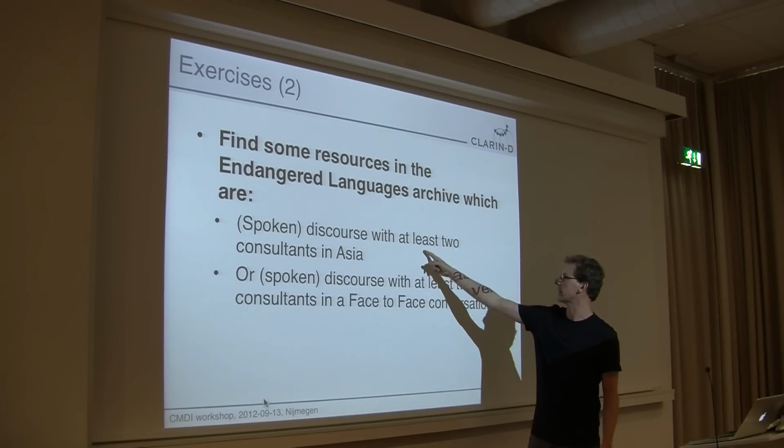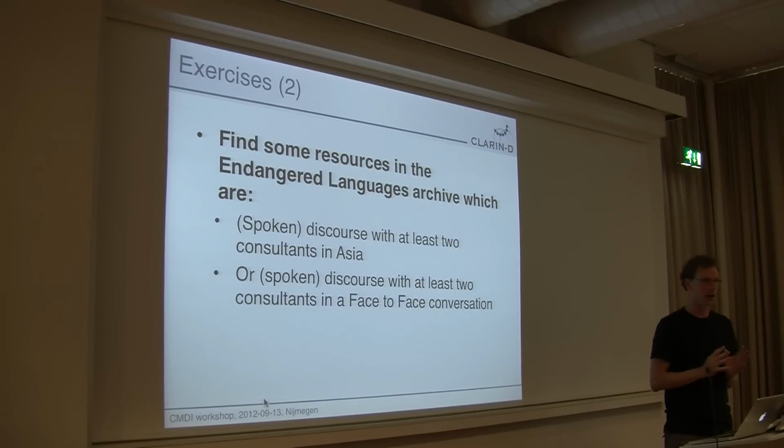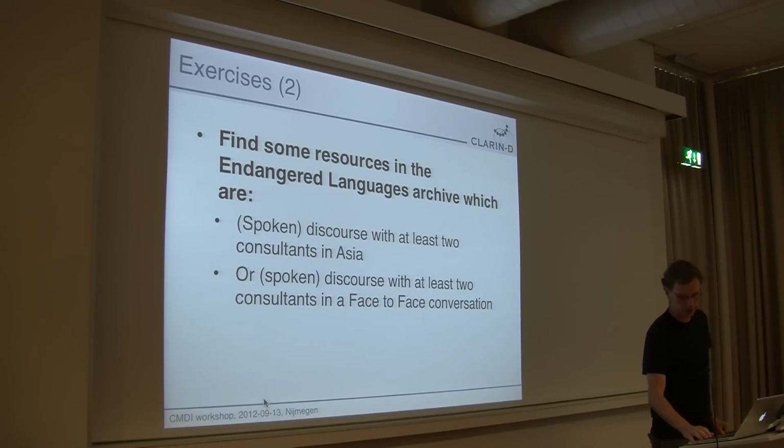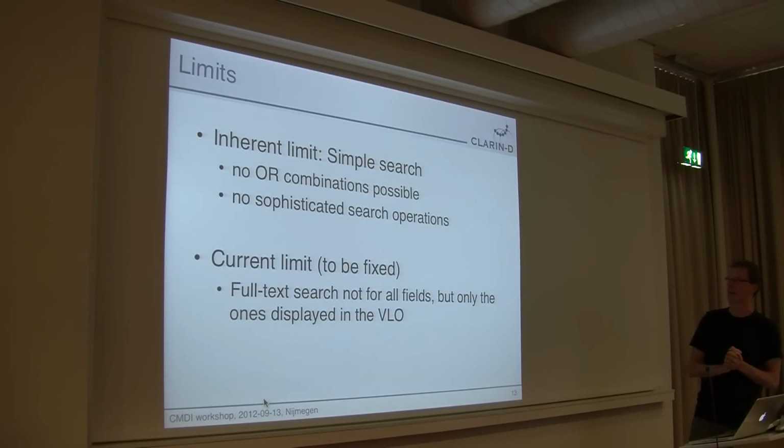Things like finding at least two consultants are questions which cannot be answered by the facet browser. So in that respect, it's also very important to realize what the restrictions are. In most of the cases, I think it's pretty clear what is possible and what isn't. But it's nevertheless important to realize these limits.